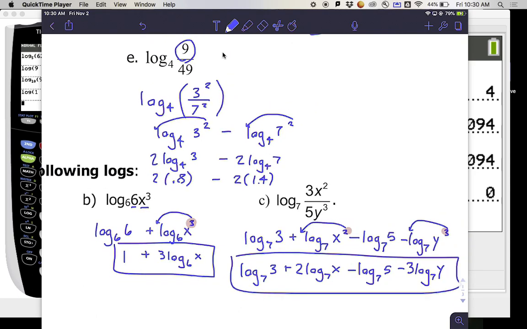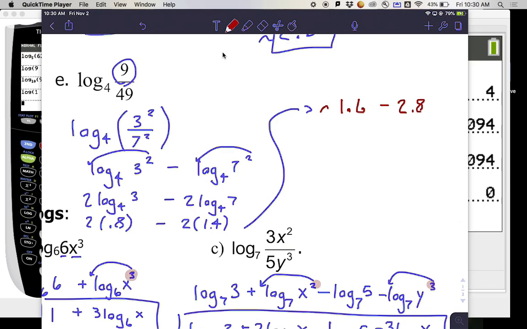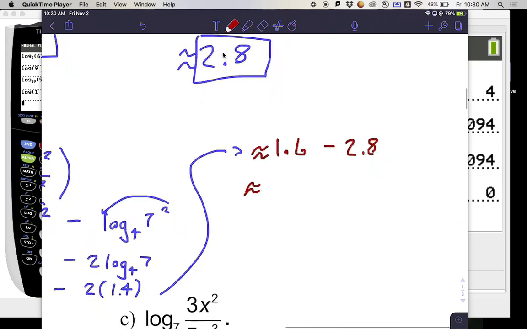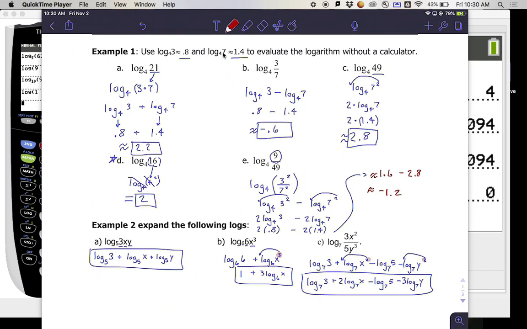And then, yeah, kind of running out of room here. I guess I'll write it over here. So 2 times 0.8 will be 1.6. And then 2 times 1.4, that'll be 2.8. And then I guess we will subtract those. So subtraction, what does that get us? That gets us 1.2, or actually, I'm sorry, negative 1.2. And that would be your answer there. So there you go. And that's about as hard as those types of problems get.